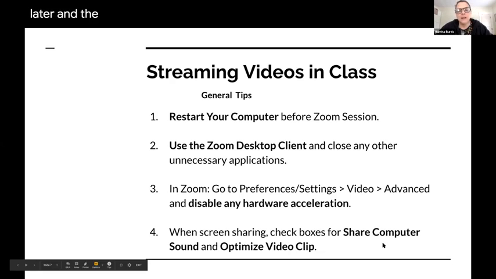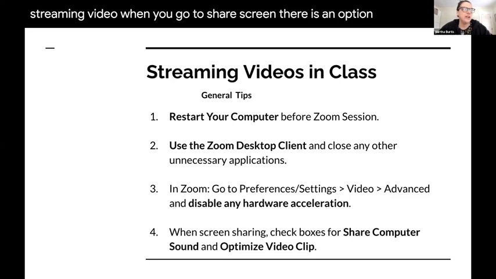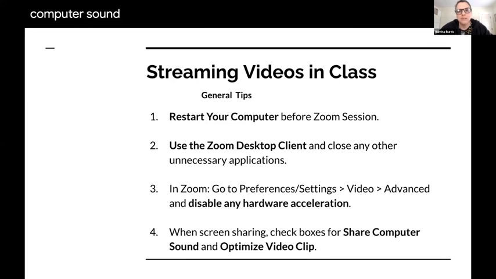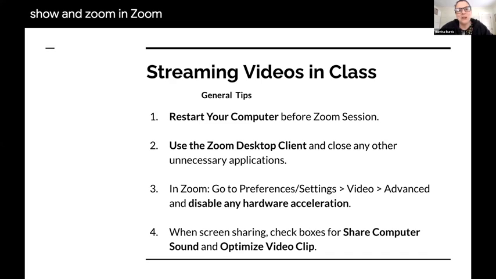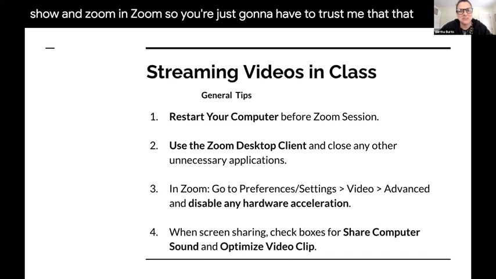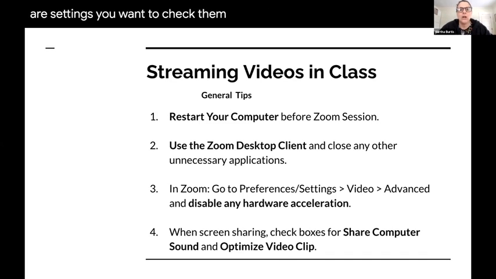And the last thing, if you don't know this, you should, which is that when you're streaming video, when you go to share screen, there is an option to share computer sound and optimize video clip. It's a little checkbox at the bottom of the share screen interface. I would show it to you, but the one thing you cannot show in Zoom is Zoom. So you're just going to have to trust me that those are settings. You want to check those off.